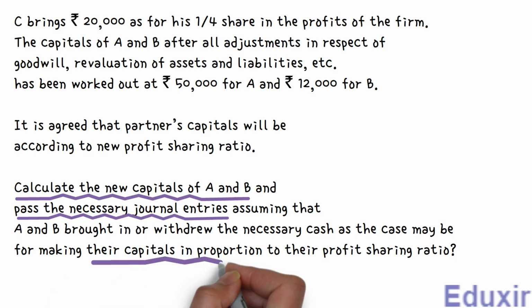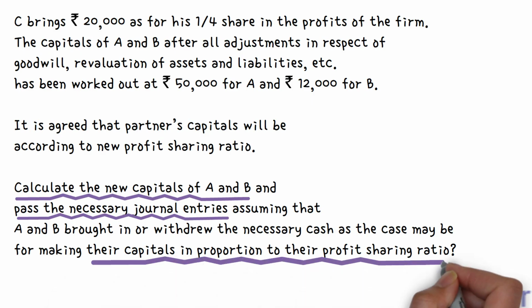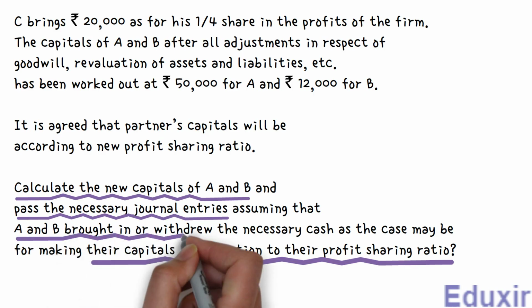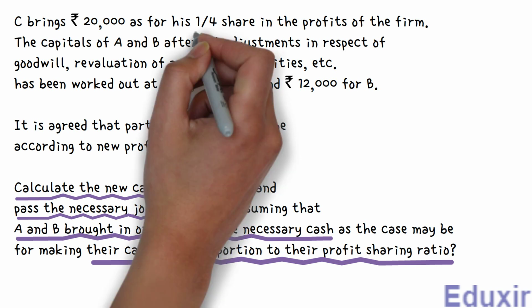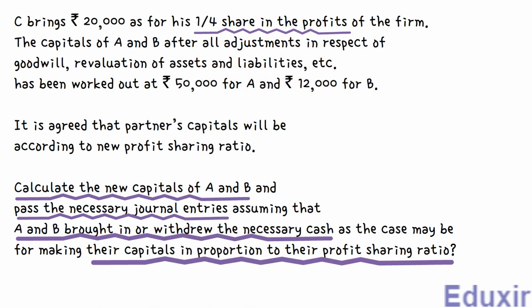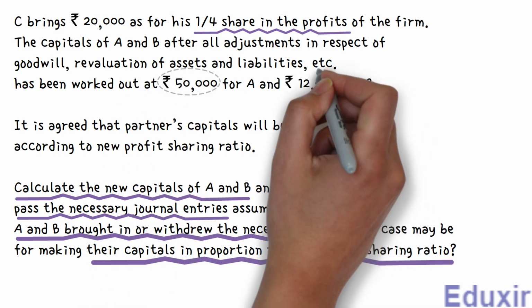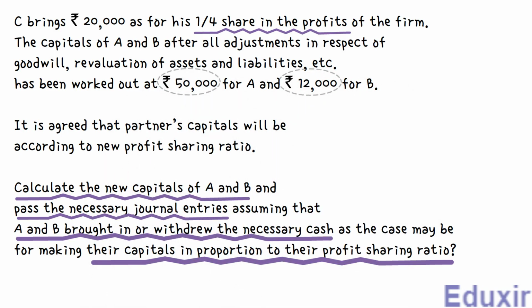See, these capitals should be in proportion to their profit sharing ratio. After calculating the new capitals, the partners either bring in additional cash or withdraw the surplus cash, and the new partner has joined the firm for 1/4 share in the profits. After the new partner has joined, and after making all the necessary adjustments for goodwill, revaluation of assets and liabilities, the capitals of the old partners were calculated to be 50,000 rupees and 12,000 rupees. But these are not final capitals.